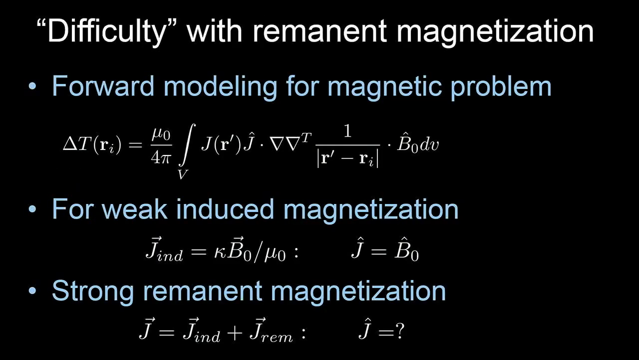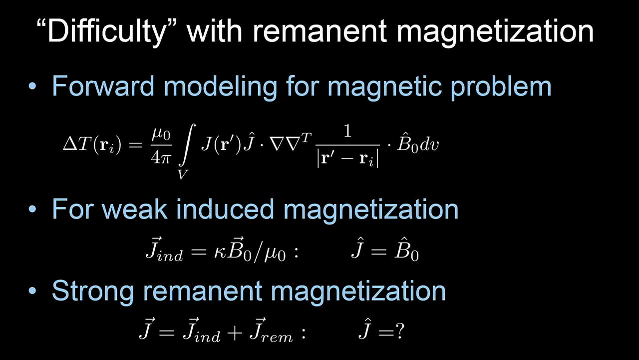The difficulty in this particular problem, no matter how you do the modeling, integral equation, differential equation, or any other approach by parametric modeling, is really highlighted in the first equation. The detail is not important. The important part is the J and the J hat. Put together, those are the magnetization vector J. In the case of weak induced magnetization, J hat is B naught, the inducing field direction. That's what we've been operating with for a long time.